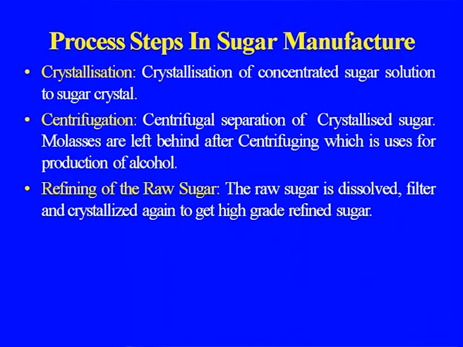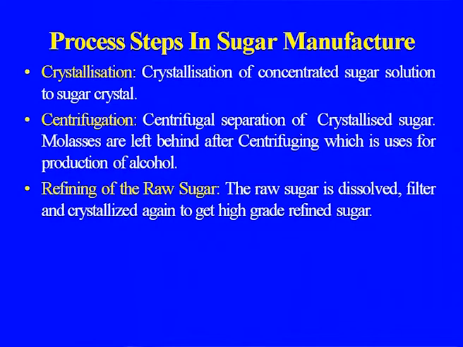Crystallization of the concentrated sugar solution to sugar crystals. The crystallization part is very important, because the growth of the crystal size is what gives a better product quality. Then centrifugation, for separation of the sugar crystals from the molasses or the residue. Molasses is left behind after centrifuging and is used for the production of alcohol. So molasses is one of the very important byproducts of sugar manufacture.